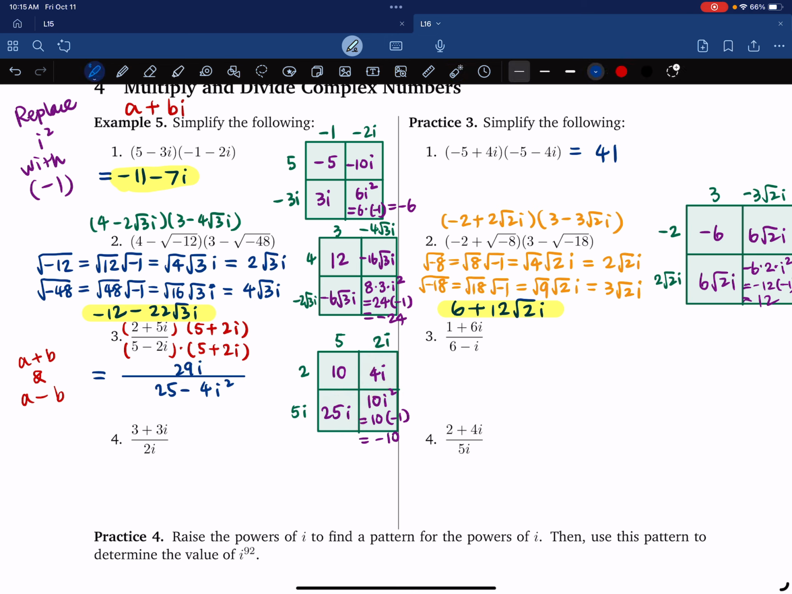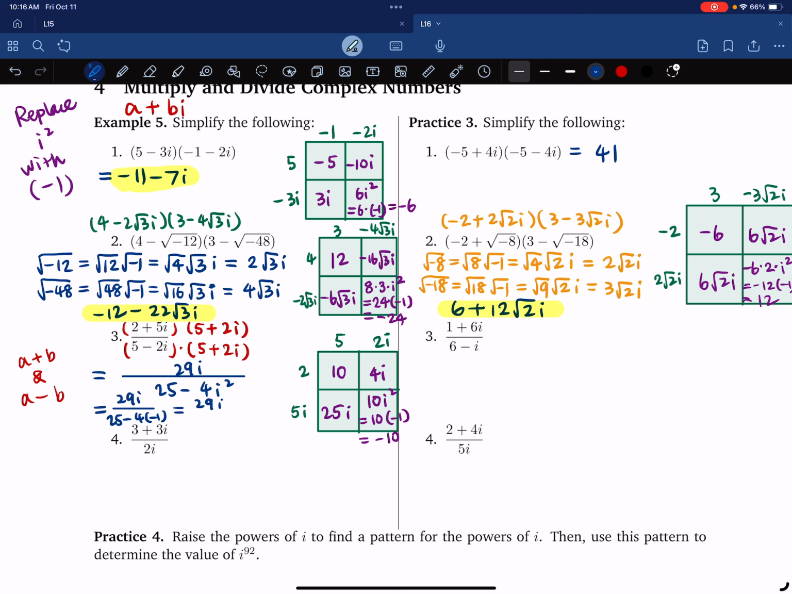Looks like the top is pretty simple, it's just 29i. Next, we're going to replace the i squared in the bottom with -1. So this will be 29i over 25 subtract 4 times -1. And that denominator will give you 29. Or, if you do -4 times -1 is +4, 25 plus 4, 29.